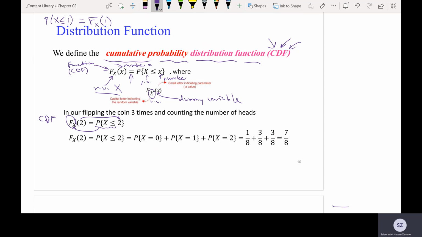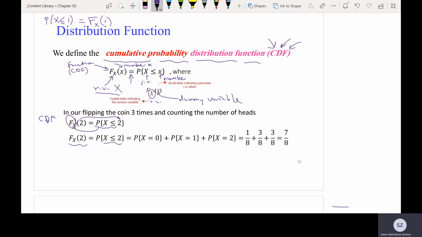Now in our example, flipping the coin 3 times, what is Fx of 5? The number of heads is a random variable. What is the probability that X is less than or equal to 5? What is Fx of 5? 1, because it's equal to the probability that X is less than or equal to 5, and we know that the random variable has to be less than or equal to 5, because it takes only 0, 1, 2, 3 as values, right? Now, in order to find the CDF at 2, it's equal to the probability that X is less than or equal to 2.